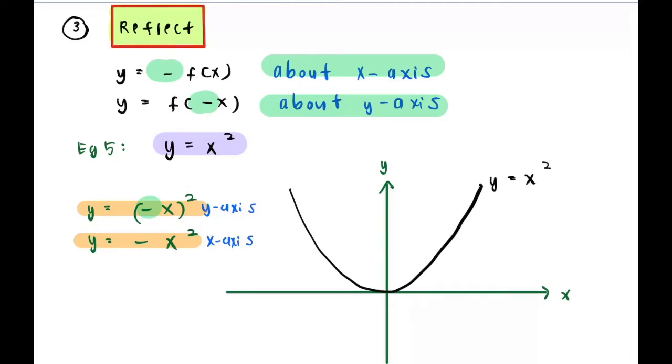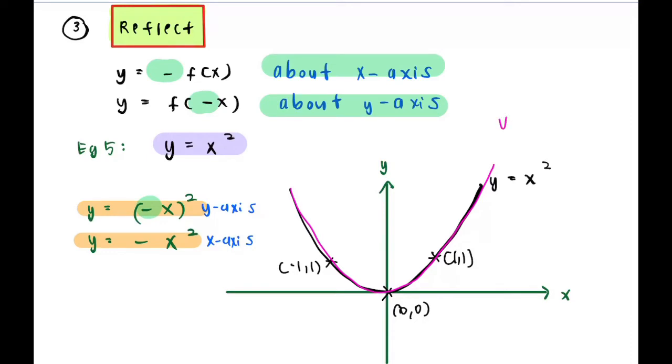So let us demo here. This is your general graph, your basic graph, which is y equal to x squared. Let me put in the coordinates 0, 0, 1, 1, minus 1, 1. So now let us reflect about the y-axis. So this is your y-axis. Now when you reflect it about your y-axis, your right hand side will become the left hand side and your left hand side will become the right hand side. So nothing will change, you'll still get the same graph here.